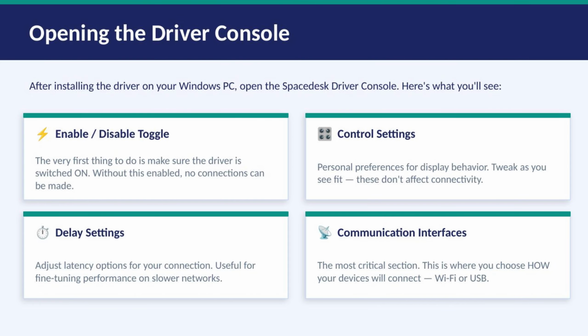Step 5. Configure control settings, optional. You'll see various optional settings you can adjust, such as delay settings, performance preferences, quality adjustments. These are personal preference and can be tweaked later based on your needs.